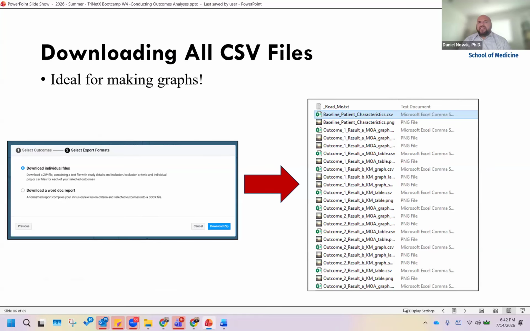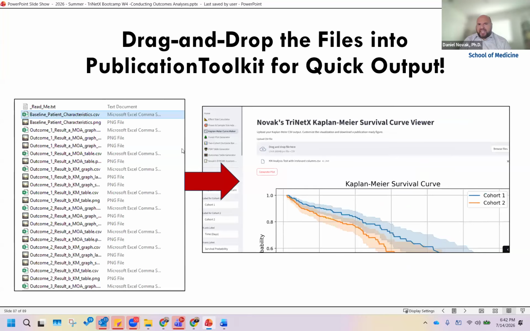And again, you can download by using the individual files function. You can download your data as individual CSV files that you can use, for example, my TriNetX Kaplan-Meier survival curve tool to draw for you. You can drag and drop it in, and it will redraw the curve for you and allow you to manipulate it in a much more detailed way than you would in TriNetX. And I'll talk about this a little more in session 6.